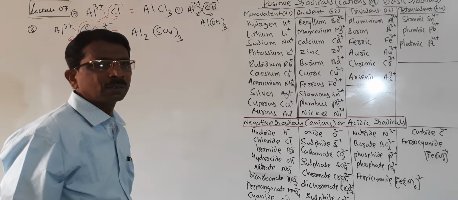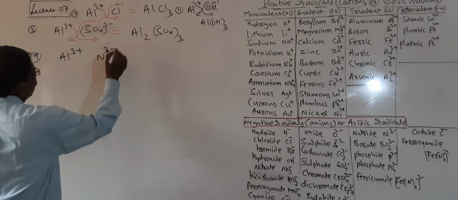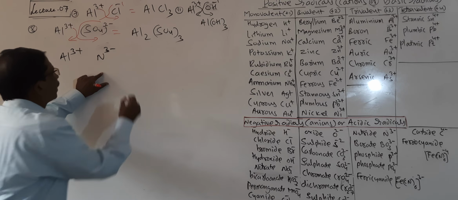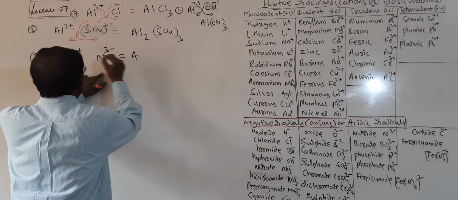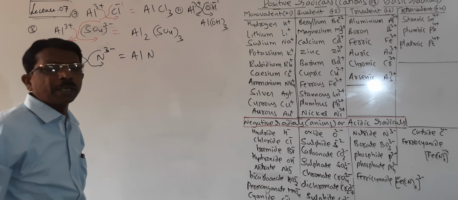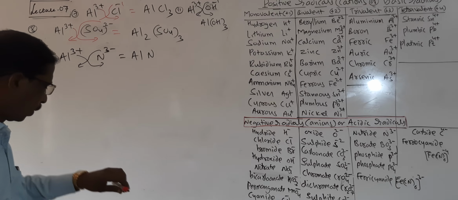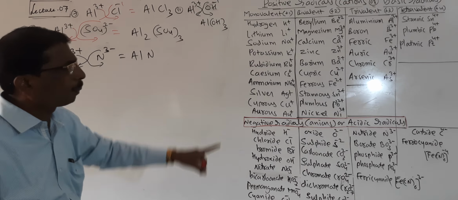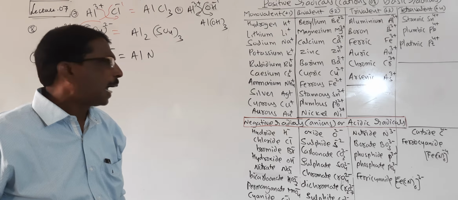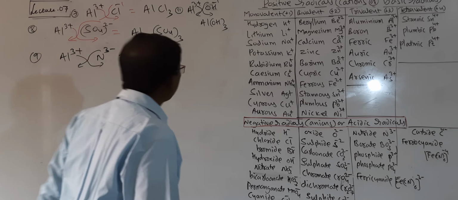Then, if you take the 9th example, aluminum 3 plus, and you will take another 3, nitrogen. So it is N 3 minus. Both are having the same charges, and then it becomes AlN, aluminum nitride. So these few examples I have given here. And you may write also trivalent, bivalent, and then tetravalent. Even I will write the tetravalent also.